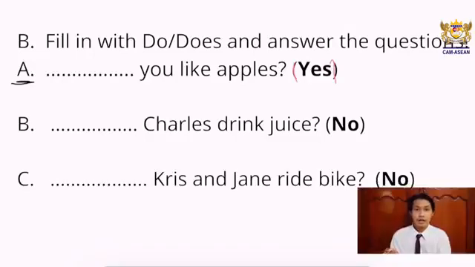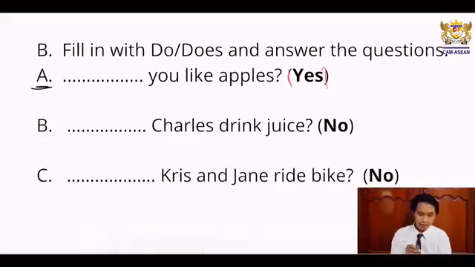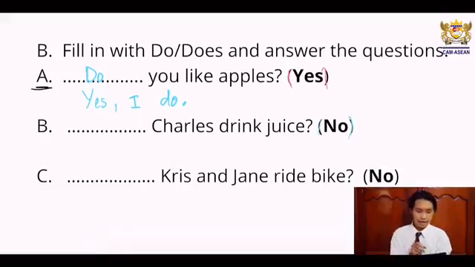The answer of letter A is do. Yes, correct. Do you like apples? And when the answer says yes, you have to answer yes, I do. See? Very simple and easy as well. So these are the answers for letter A. Letter B is Charles drink juice and the bracket is no. So you have some time to finish this exercise.